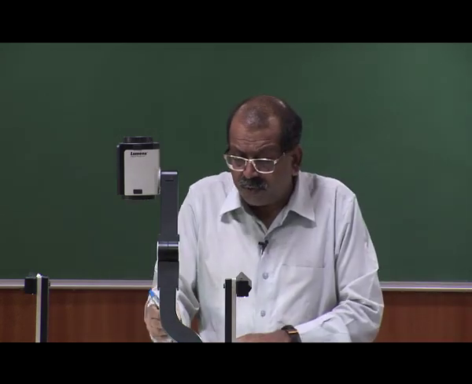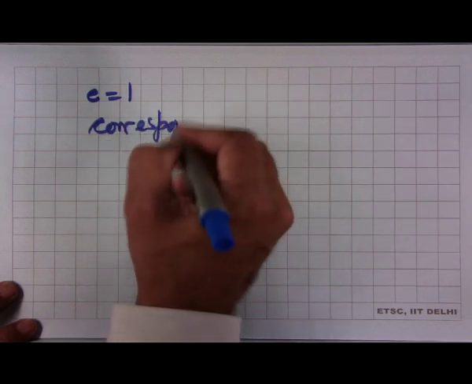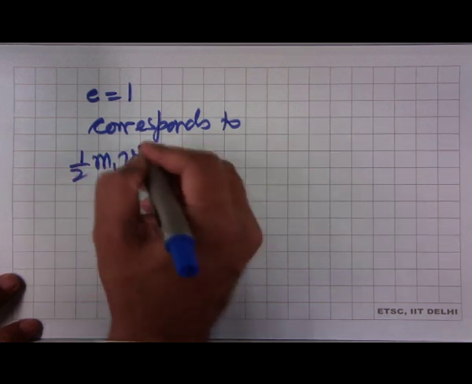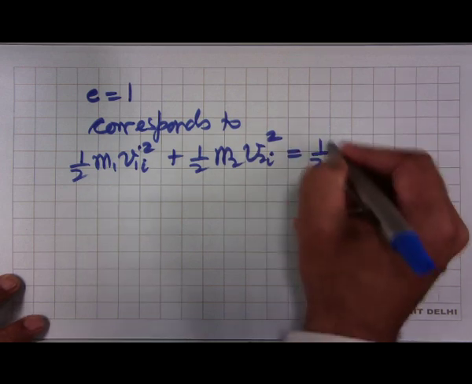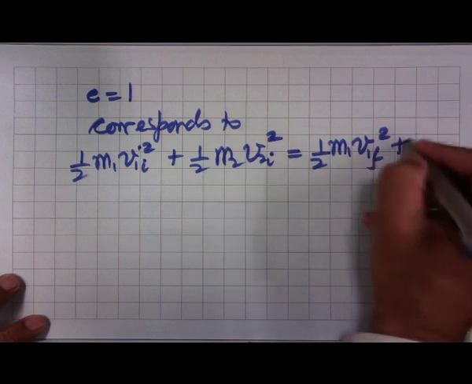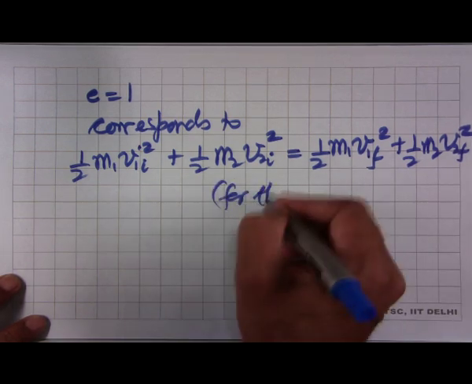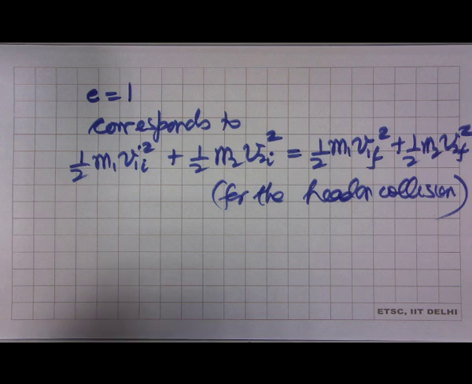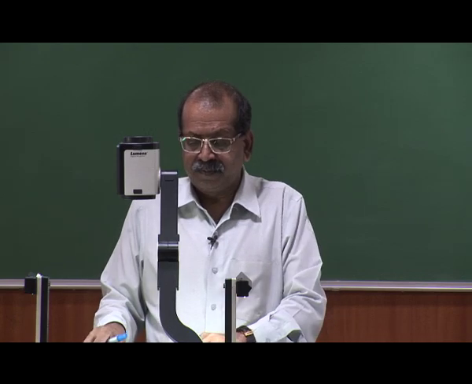Now, as I told you, what one can show is e equal to 1 corresponds to half m1 v1I square plus half m2 v2I square is equal to half m1 v1f square plus half m2 v2f square for the head on collision case which we did just now. And this could be used as the second equation instead of using e equal to 1. These two equations are identical.